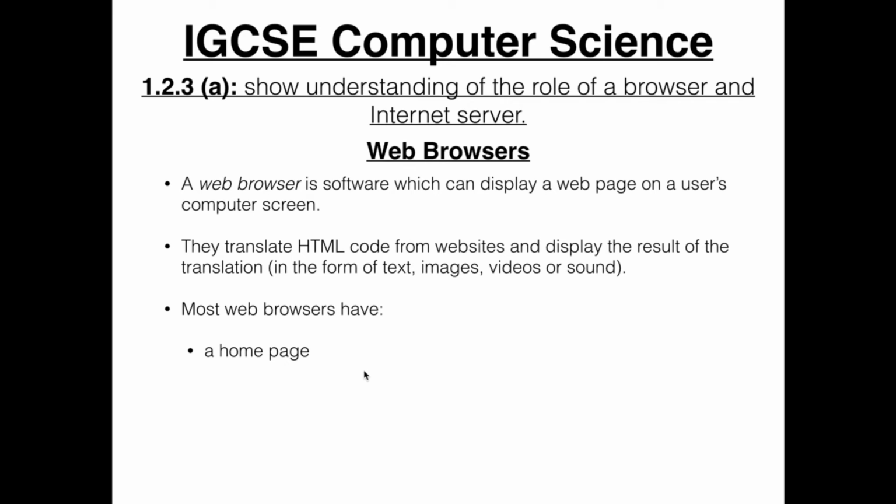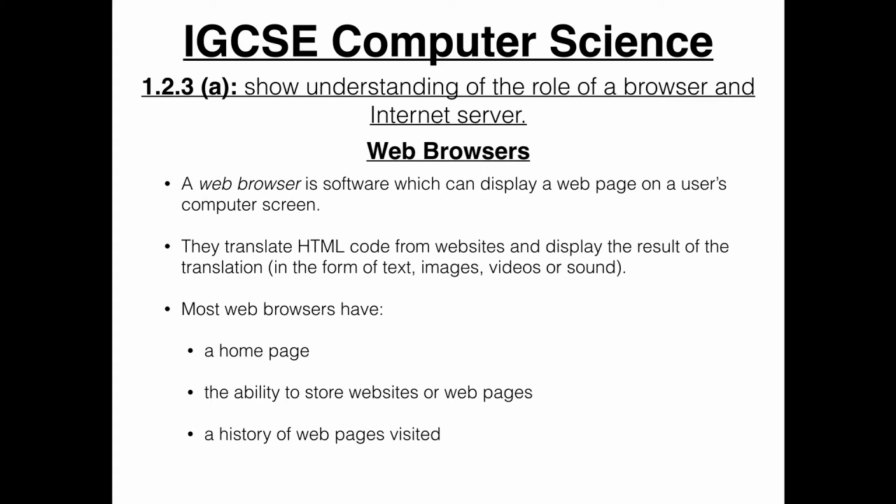A home page, the ability to store websites or web pages, basically like bookmarks, a history of web pages visited. I don't want to know what your history has. And the ability to go backwards and forwards through websites. There's a back button and a forward button. After you click a link or a button and it takes you to another web page, you can click the back button to go back to the previous web page, and forward to go, well, forward.